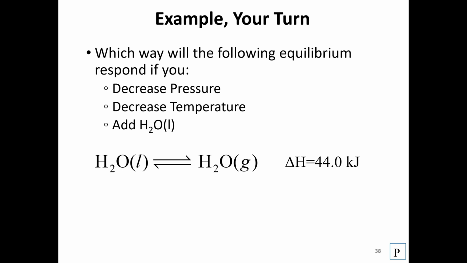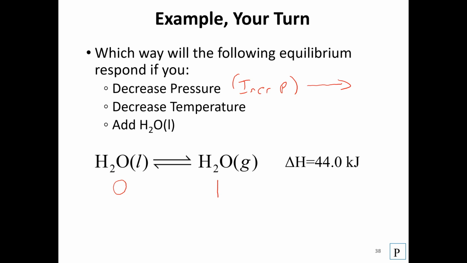All right, let's take it by the numbers. Decrease pressure. So we have 0 moles of gas and 1 mole of gas. We have liquid water evaporating to become gaseous water. So if we decrease pressure, it's going to try and increase pressure. So which way can it increase pressure? Shifting to the right to make more gas.